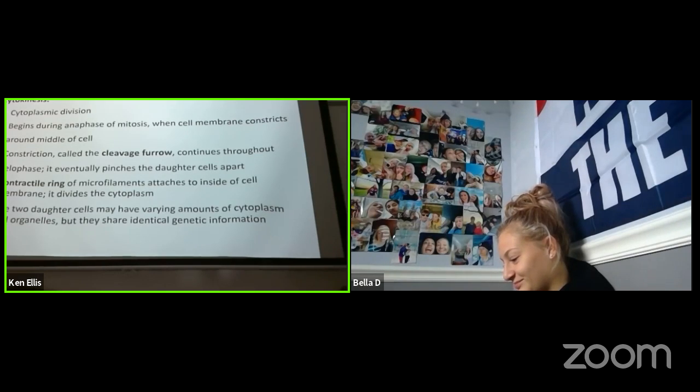Okay. It isn't on the outside of the cell that it's being sucked in. It's on the inside of the cell membrane. It's a ring of actin. And it just keeps getting smaller. Pieces of it start falling off and rejoin. And literally it just goes like that until the cells pinch. And it's an actin ring that does that on the inside. It says here daughter cells may have a varying amount of cytoplasm, but they have identical genetic information.